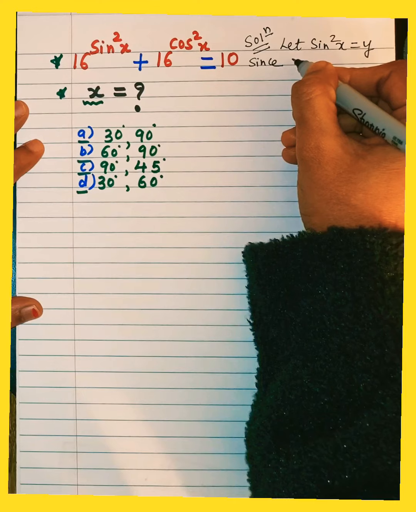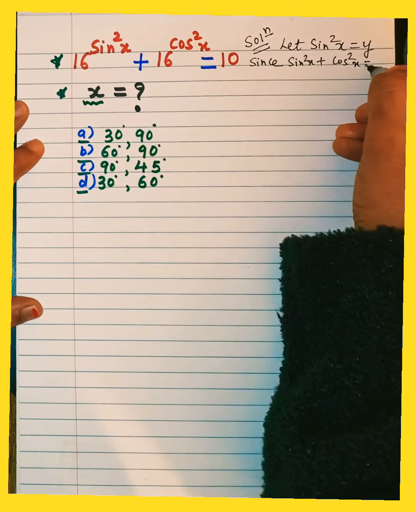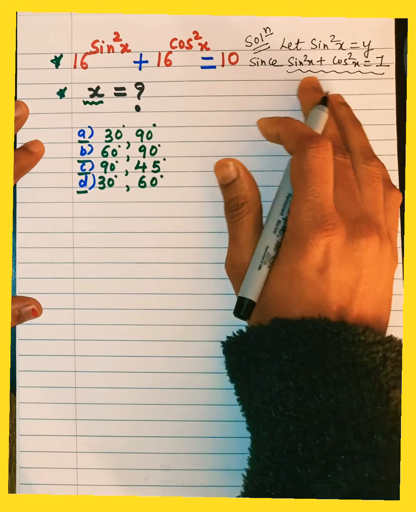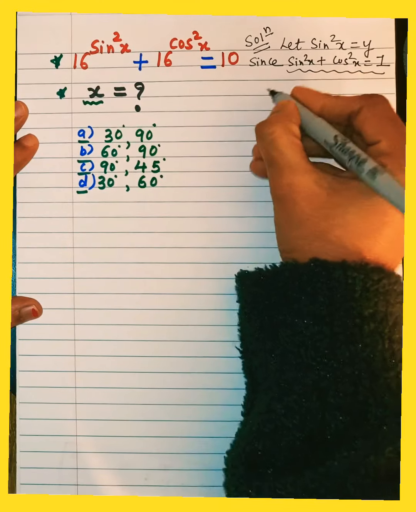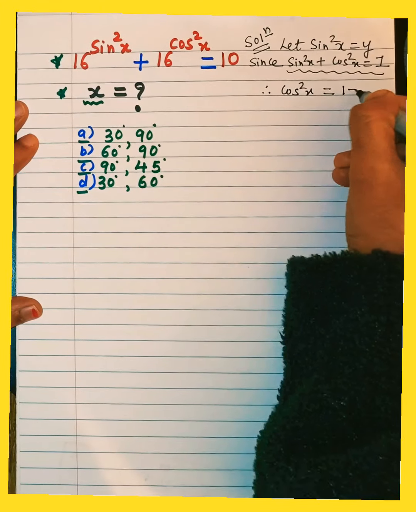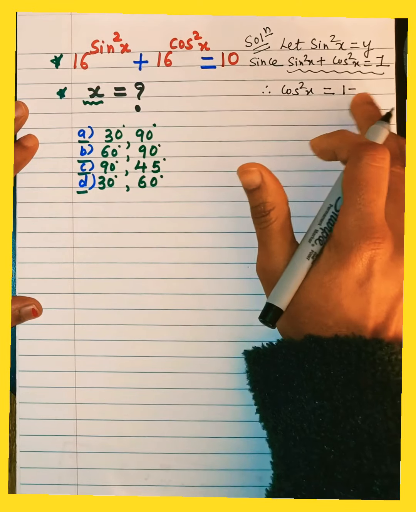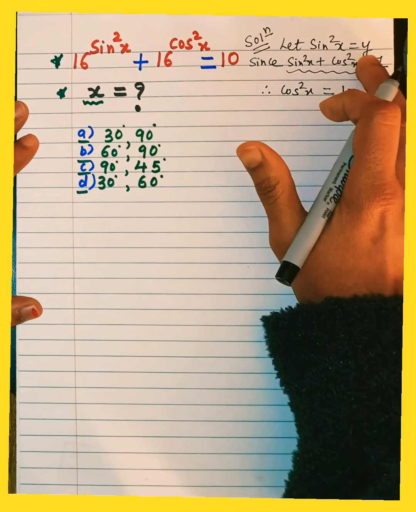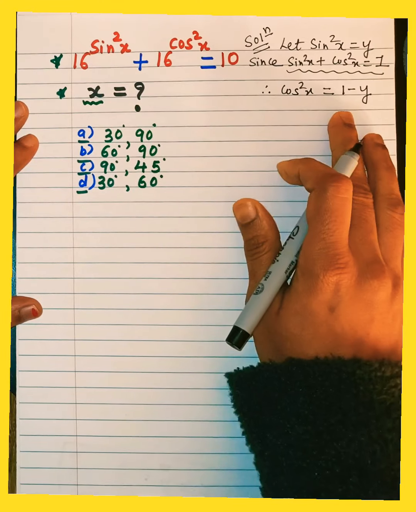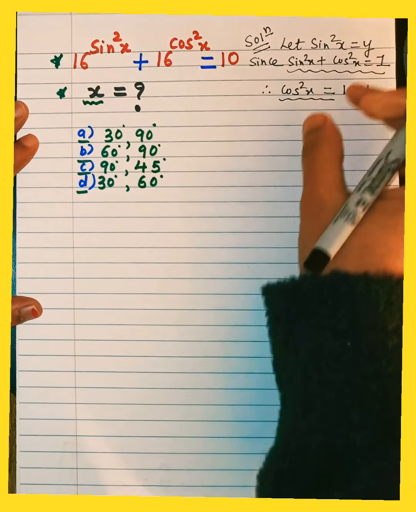since we know that sine square x plus cos square x is equal to 1. This is our identity. Sine square x plus cos square x is equal to 1. From this identity we can write cos square x is equal to 1 minus sine square x. And what is sine square x? That is y, that we have already assumed. So we will write here 1 minus y. Okay. So if sine square x is y, cos square x will be 1 minus y. So I hope till here it is clear to you.